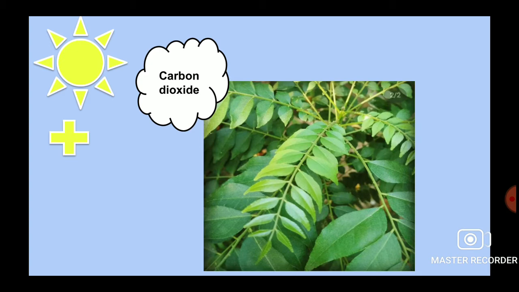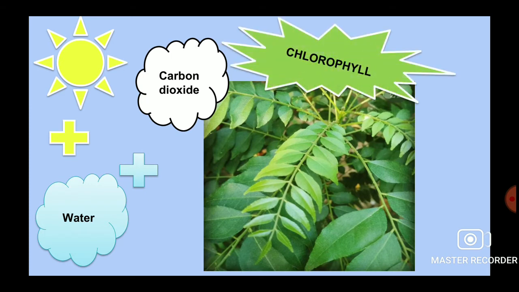And what else do we need? We need something like water. Yes, we need water. So plants can prepare their own food utilizing carbon dioxide and water when sunlight is present. Right. But aren't we missing something else? Yes, we are. There is a very important thing that plants have. And what is that? That is the magical green pigment known as chlorophyll.